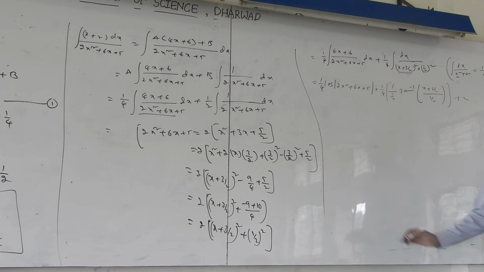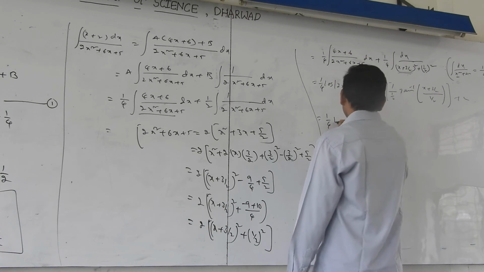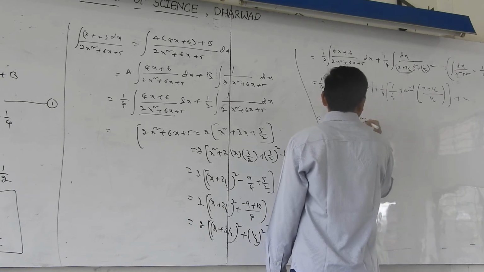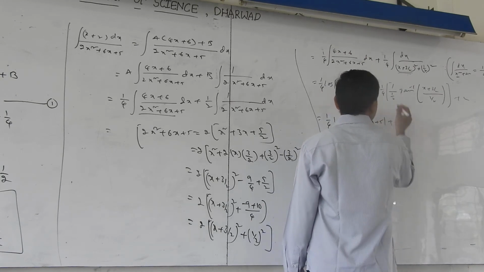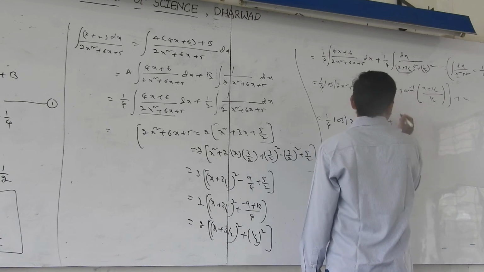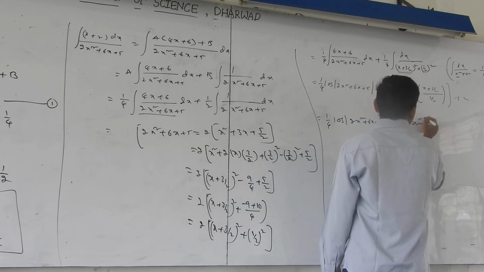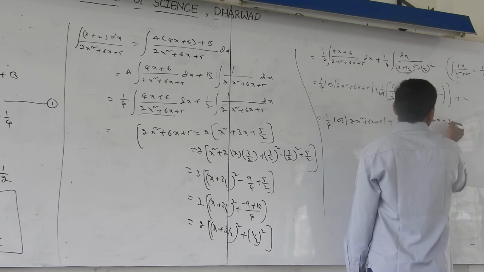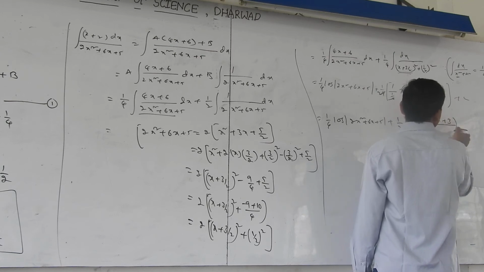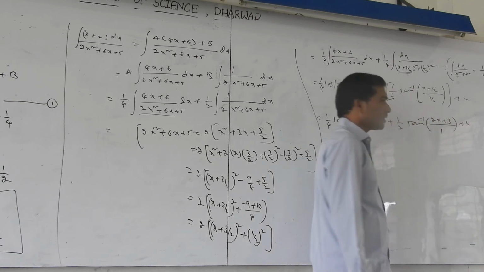Okay, 1 by 4 log of 2x square plus 6x plus 5, and the 2 gets cancelled here. 1 by 2 tan inverse of 2x plus 3 by 2, gets cancelled, plus c. This is the answer.